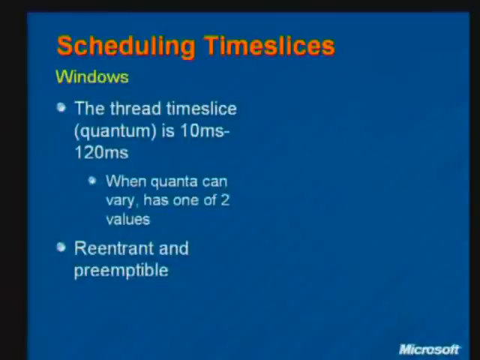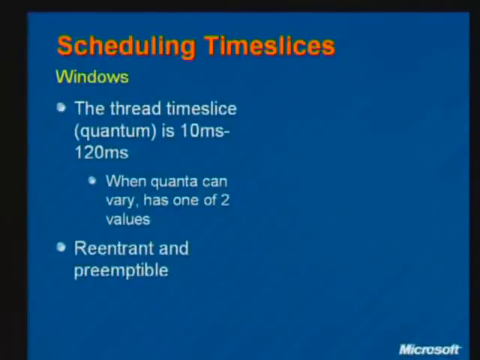And by default, the quantum or turn on a Windows system is anywhere between 10 milliseconds and 120 milliseconds. Actually, there are several preset values in that range. The reason I can't tell you which value Windows uses is it depends on a number of factors. First of all, whether you're on a professional system or a server system. And second, how you've configured the system to tune itself. If you're on a server system, by default, all the threads have 120 millisecond time slices.